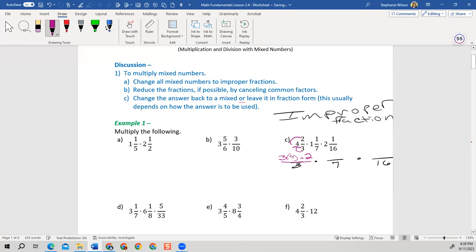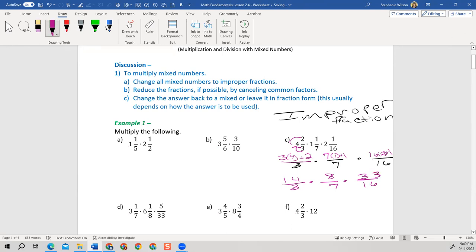Let's do the same on the next one. Denominator times the whole number plus the numerator. Next one, denominator times the whole number plus the numerator. Now I have 3 times 4 is 12 plus 2 is 14 over 3, times 7 times 1 plus 1 is 8 over 7, times 16 times 2 is 32 plus 1 is 33. All right, I got that right.